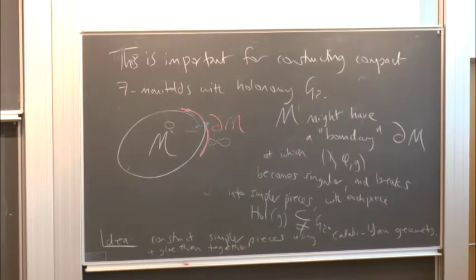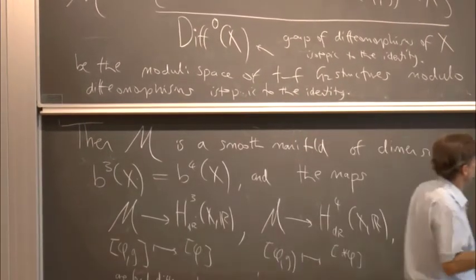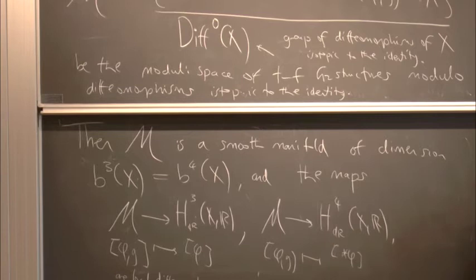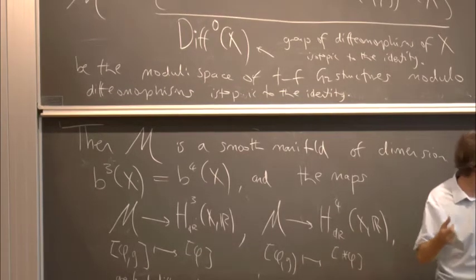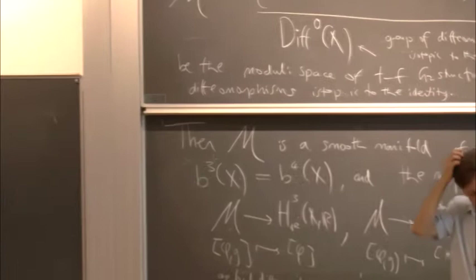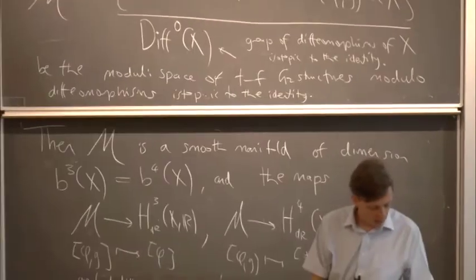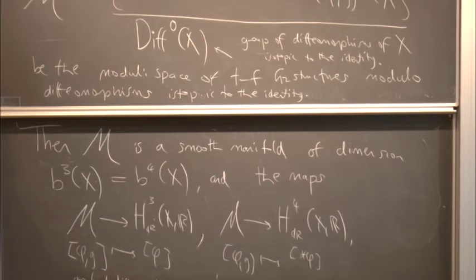Now, if G2 manifolds were isolated things, if they didn't occur in positive dimensional families, then it's difficult to conceive of a way of constructing them, because how are you going to get there, really? There's no Calabi conjecture type result for 7-manifolds with holonomy G2.